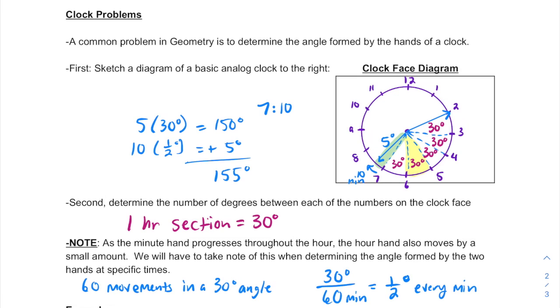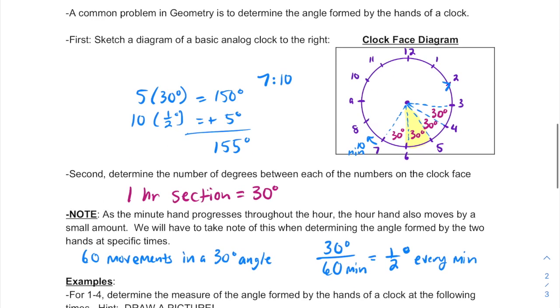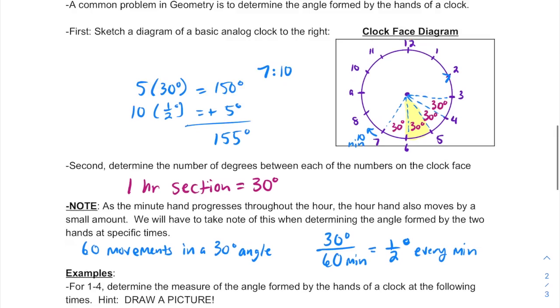So some super important things to remember as we are working with our clock diagram is that every single hour section is 30 degrees. So every hour is 30 degrees, and that will become important as we use this to help divide up our clock later. And then also, we figured out yesterday that every minute that goes by, the hour hand is going to move half of a degree. So we're going to use those to help us figure out our angles.